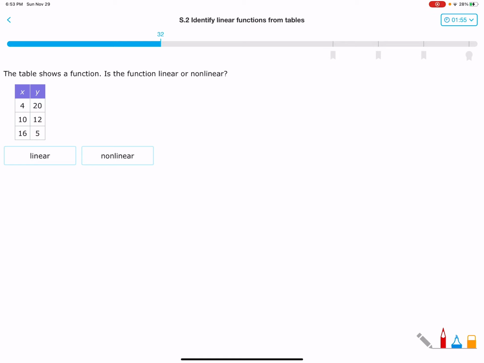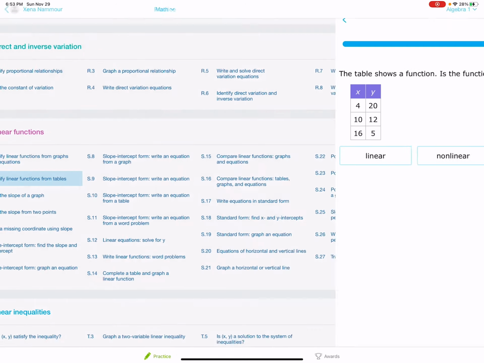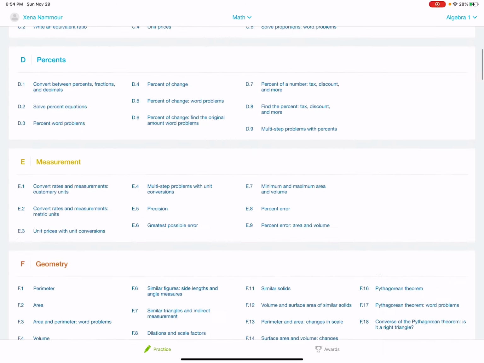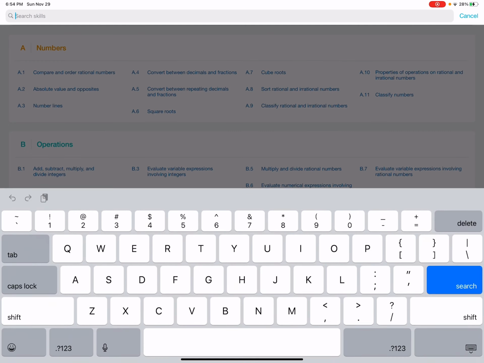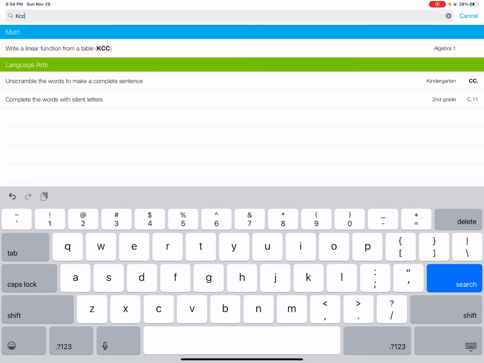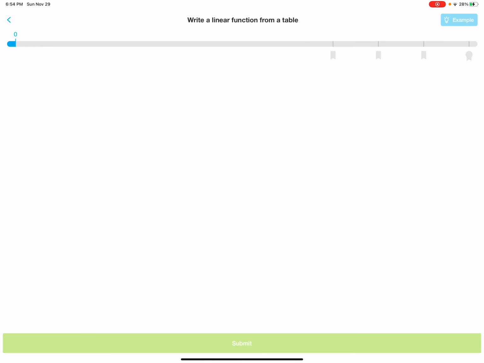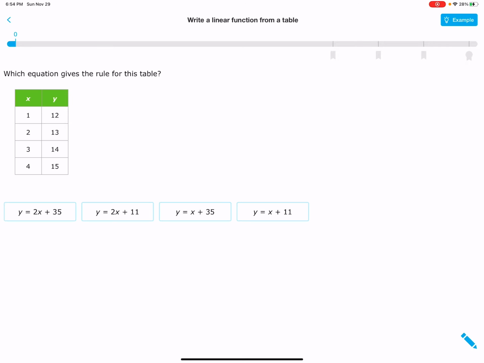Let us move on to our next one. And this one you have to type in our quick code, KCC. Write a linear function from a table.